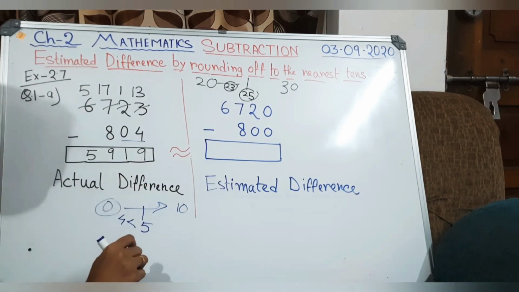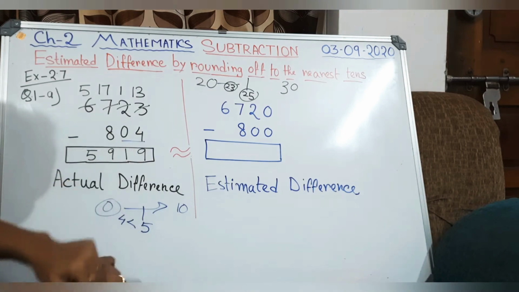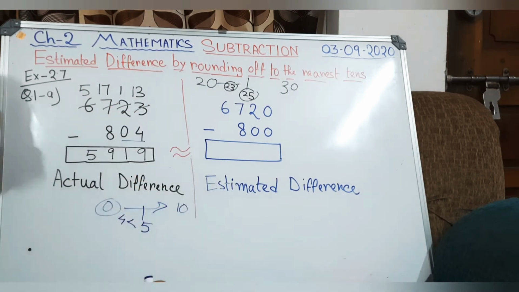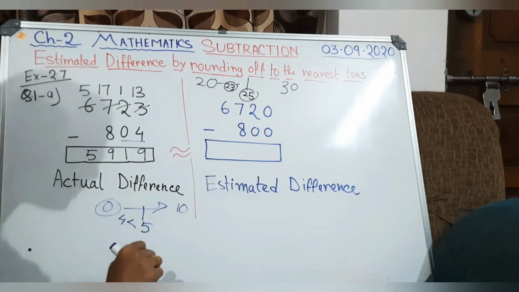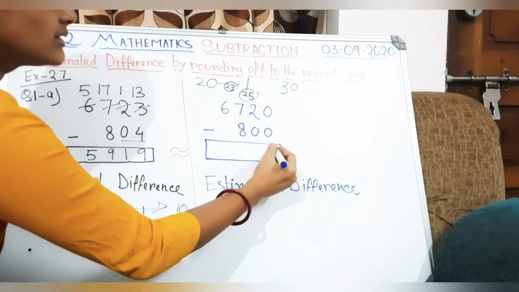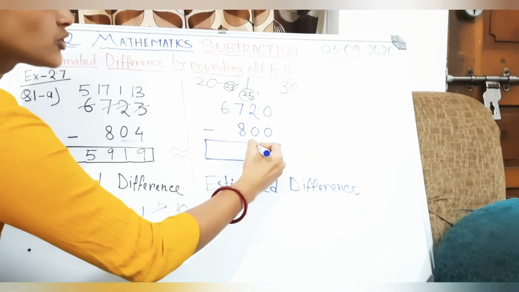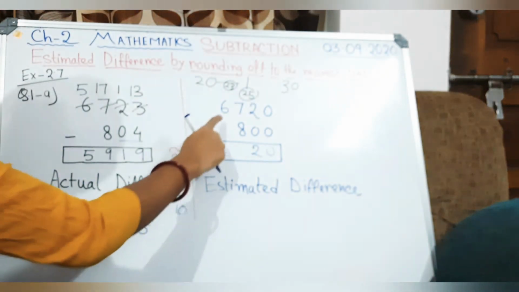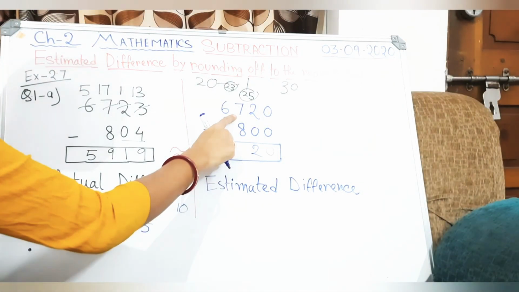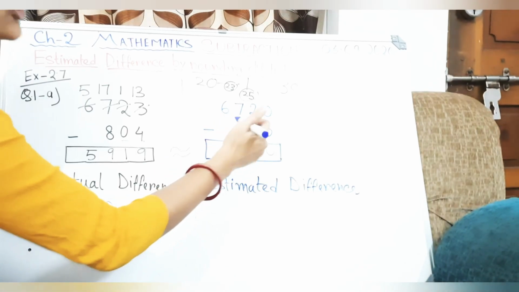Understood up to this one? So these are my estimated numbers after doing the round off. Now we have to do simple subtraction also over here. 0 minus 0 means 0. From 2 I have to subtract 0 means 2 will come. Now upper side it is 7. Again it is a smaller number than 8. So make this 7 as 17.